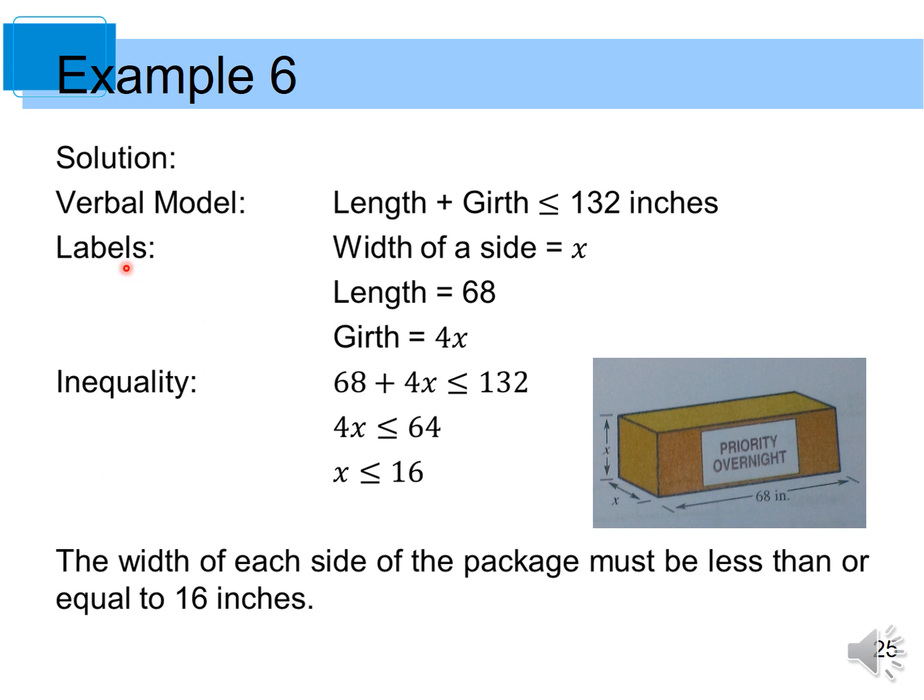And you can introduce the variable that you may use. For example, the width of the side is x, and the length is given, 68. You can refer to this figure. The length of this package is 68 inches, and the cross section is a square. So since you have identified your width of the side is x, the perimeter of this cross section is 4x.